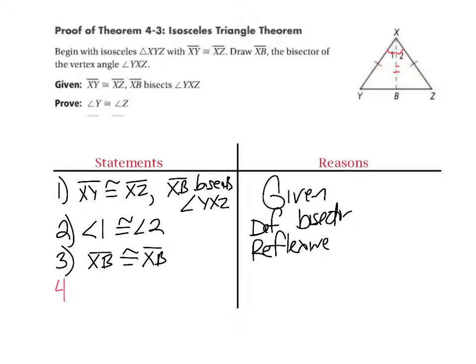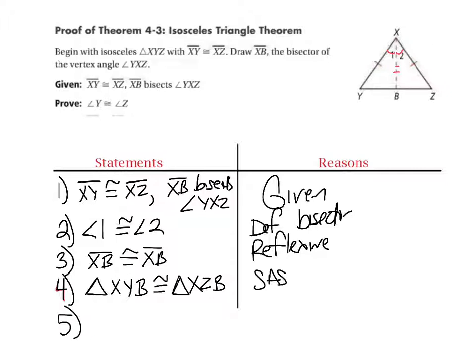Are you writing little? I should have mentioned write little. Triangle XYB congruent to triangle XZB, and that would be by side, angle, side. And if the triangles are congruent, then I know from yesterday that all their parts are. Specifically, angle Y would be congruent to angle Z. That's what I'm trying to show.